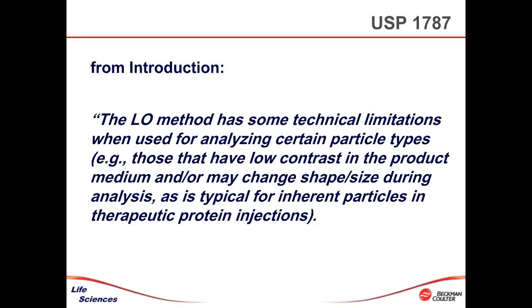And so it also speaks about some of the difficulties with certain formulations in the protein world, even in the small molecule world, but certainly in the protein world. And it says the LO, the light obscuration method, has some technical limitations when used for analyzing certain protein types. And often they change shape. And under pressure, under vacuum, with certain temperatures, proteins are much more inconsistent, you could say, through the analytical process.